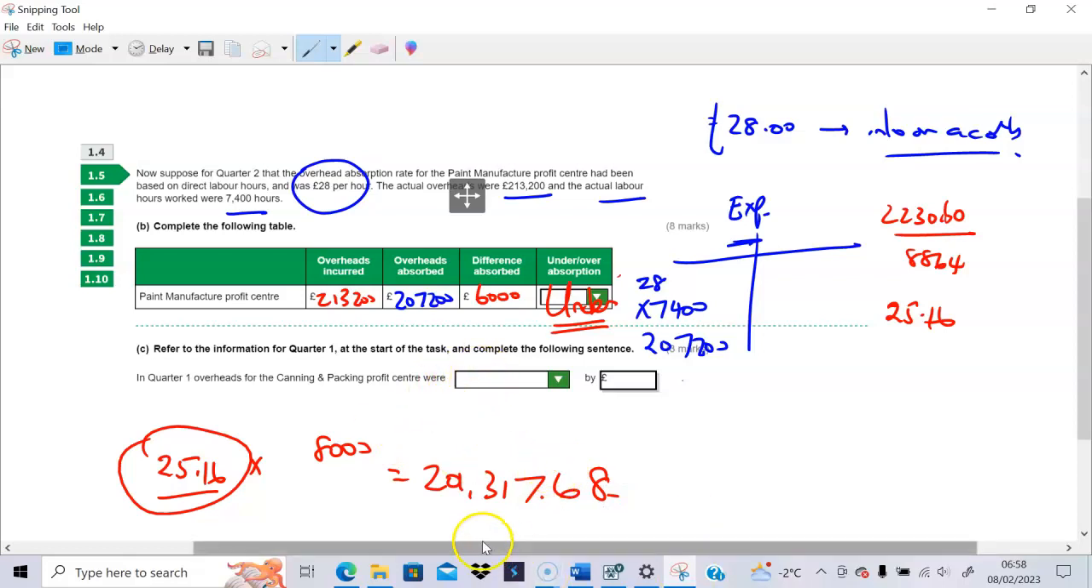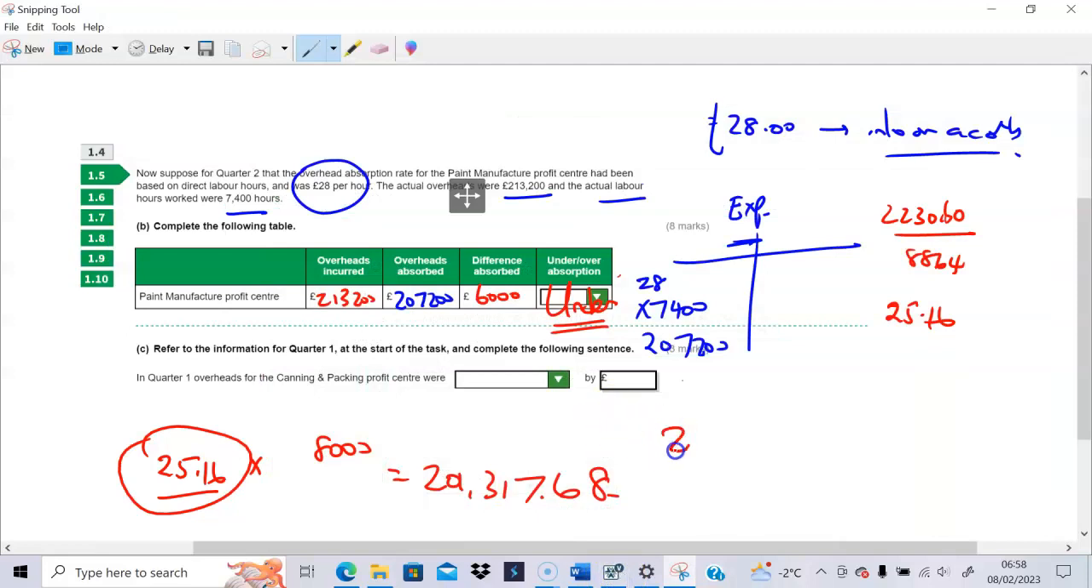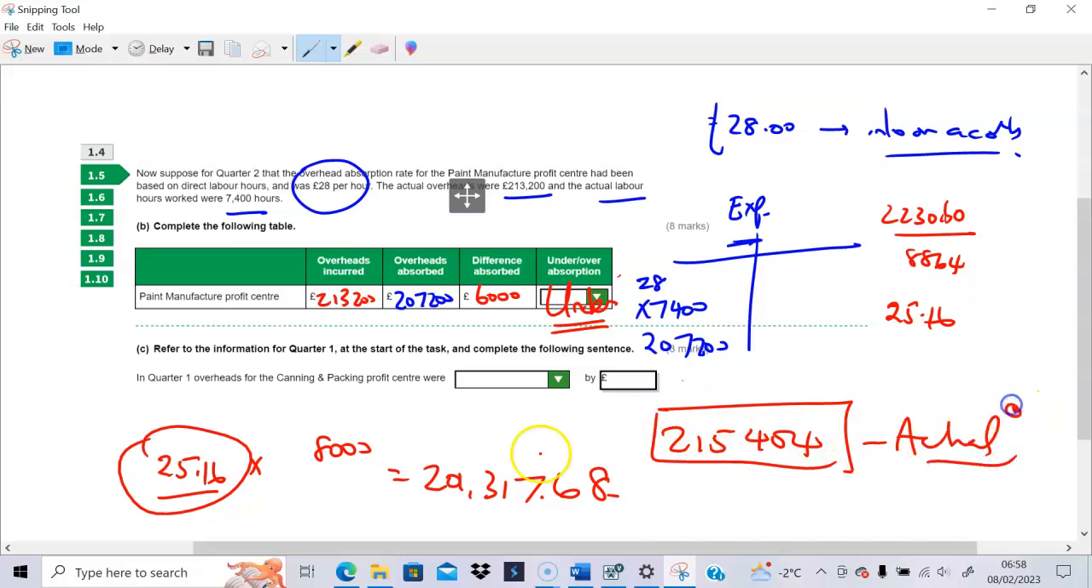So the question now is, what were the actual overheads? When you look at that, you see that they were 215,404. So that's what actually happened. That's what we have absorbed, if you like, and we need to put some more in. It's a bit like what I did earlier on. So we needed that times the actual labor hours, because that's what actually happened.